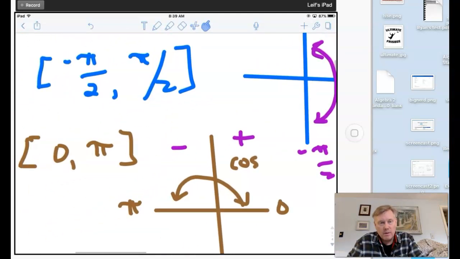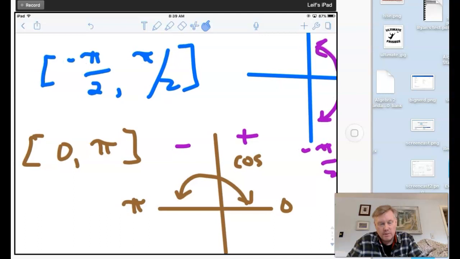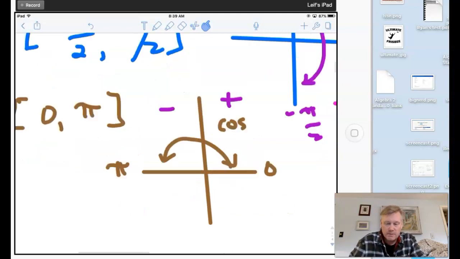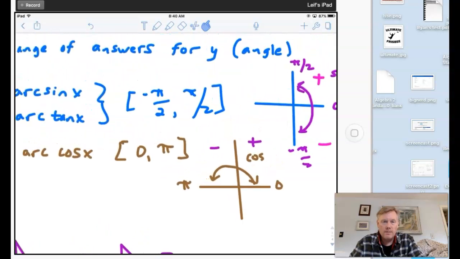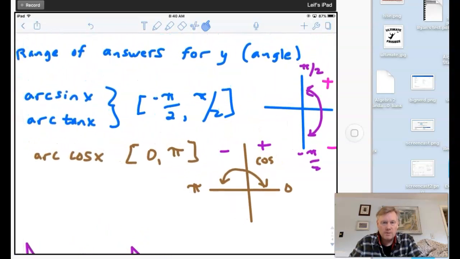Cosine is the oddball. Cosine goes between 0 and pi, okay? So if it's positive, it's in the first quadrant, but if it's negative, that's the one that's in the second quadrant. And the reason for that is because the cosine is positive in the first and fourth quadrants, so we've got to have the positive and the negative parts of the answer. So anyway, that is something you should become familiar with too. You should know that.